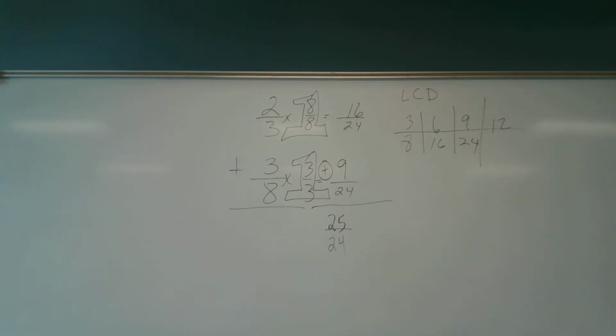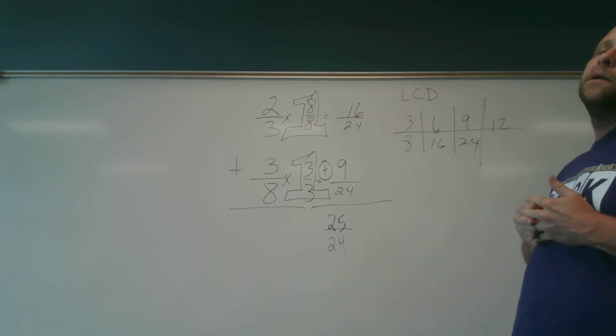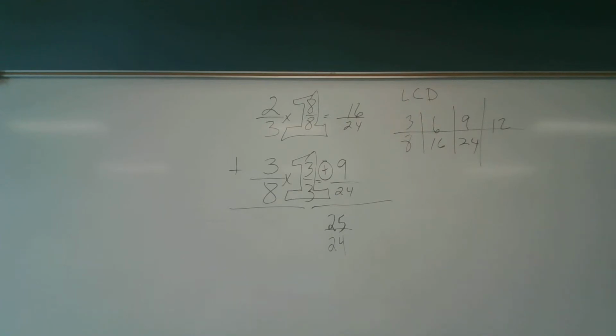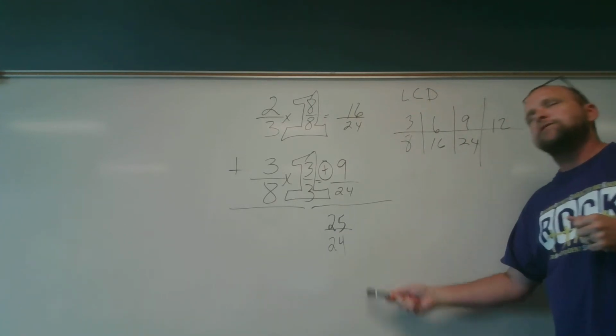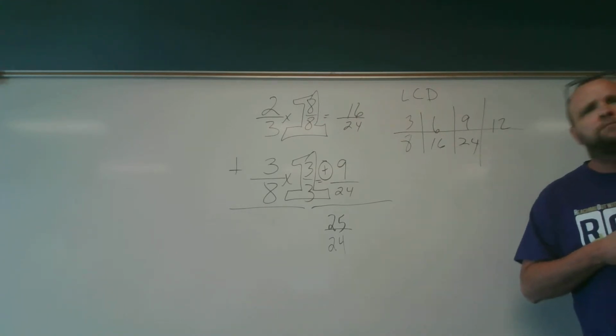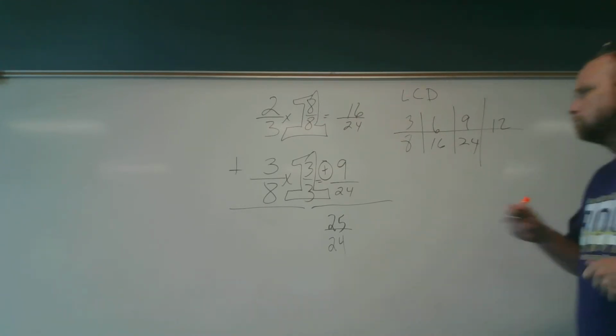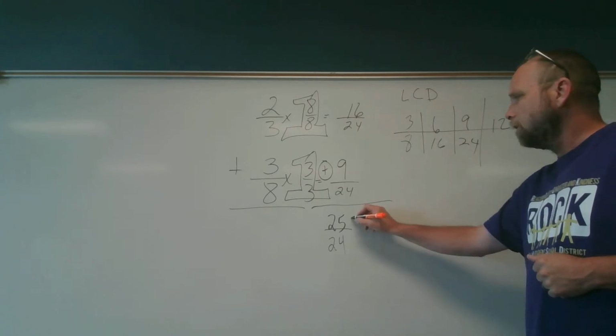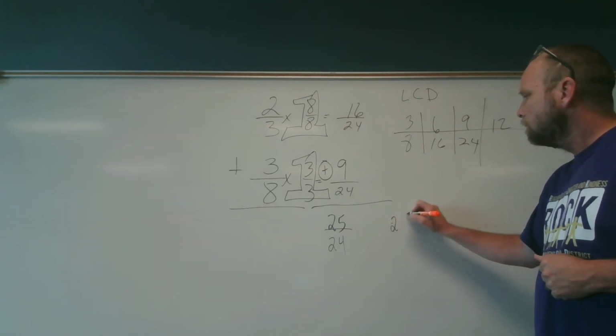Matilda, what is wrong with the answer 25 24ths? It's an improper fraction. Matilda, how do you know it's an improper fraction? Because the numerator is bigger than the denominator. The numerator is bigger than the denominator. And since the numerator is bigger than the denominator, how do I fix that, Matilda? You divide the numerator by the denominator. Good. 25 divided by 24.